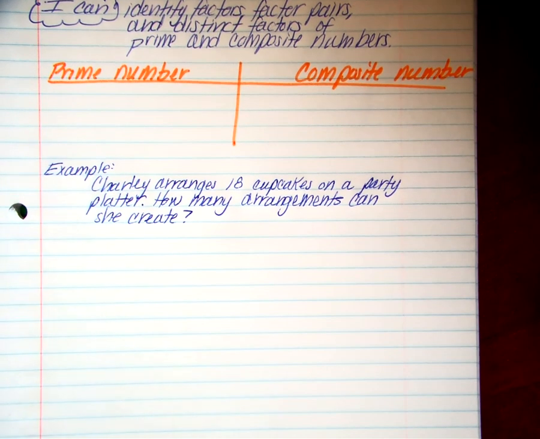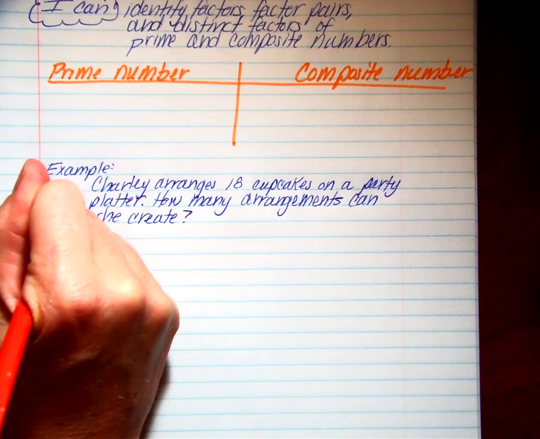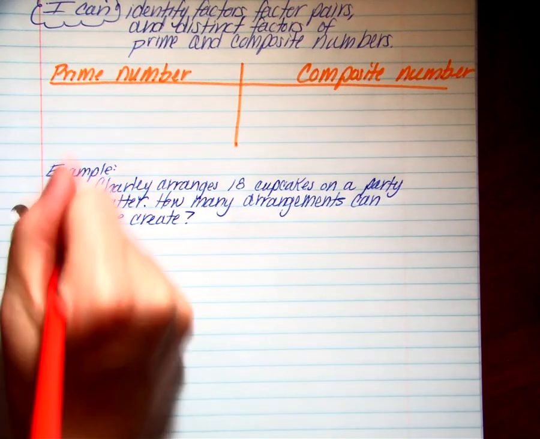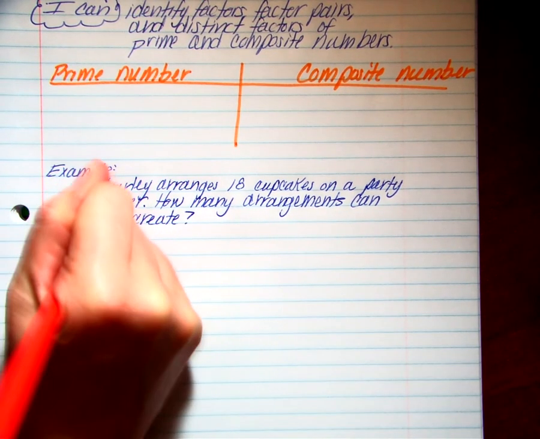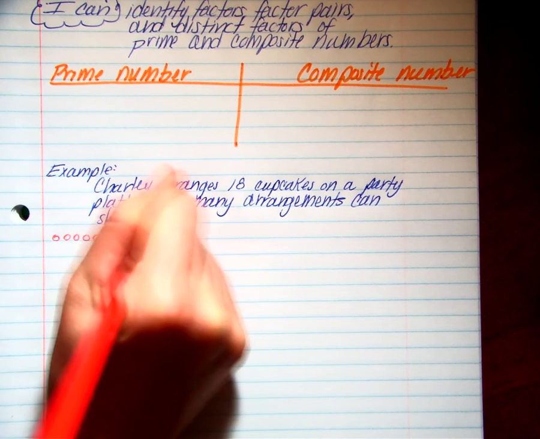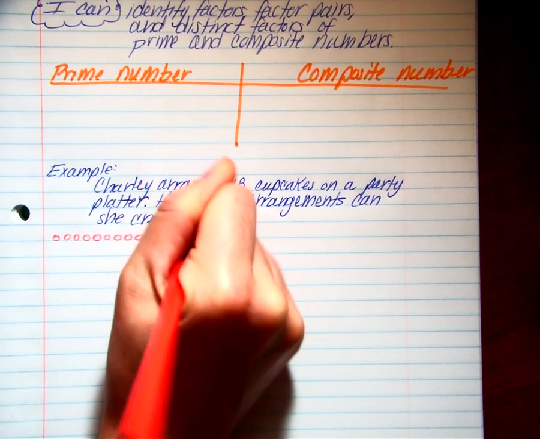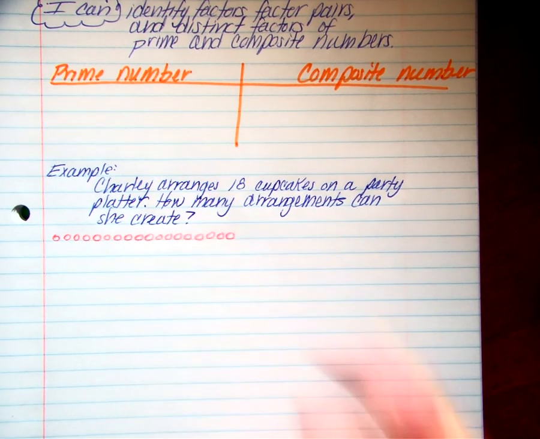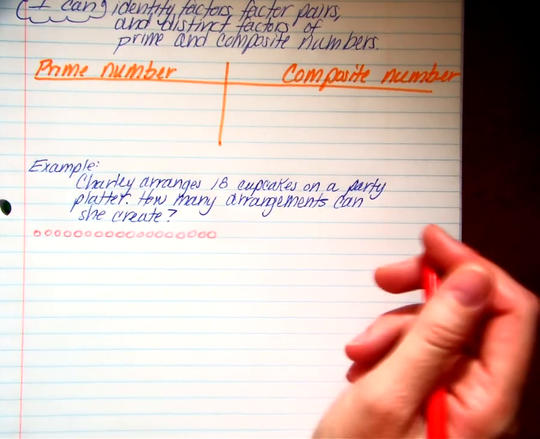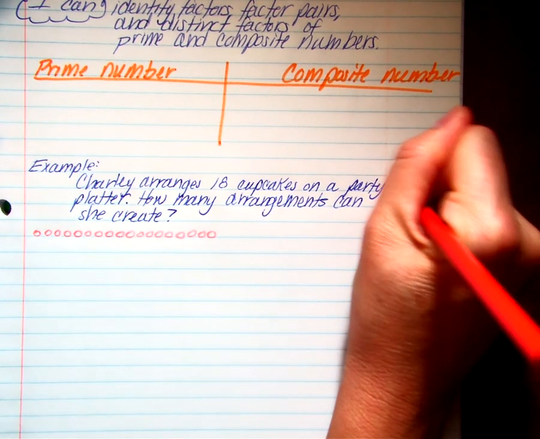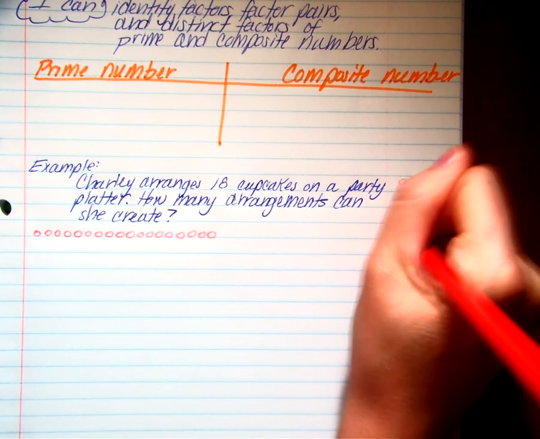So I need to come up with a bunch of arrangements for Charley's cupcakes. So I need to see what I can do. Let's see. Let's draw some pictures. Let's create a model. We could do one really long row of cupcakes, right? Okay, so I've got one row of 18 cupcakes. And if that's true, that means I could have had a row the other way, like an array. We're talking about arrays here.